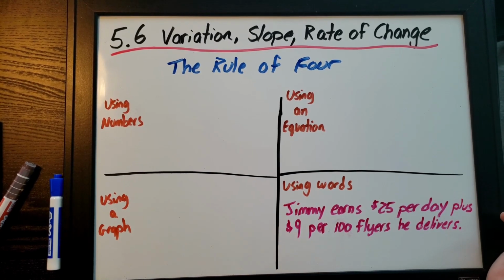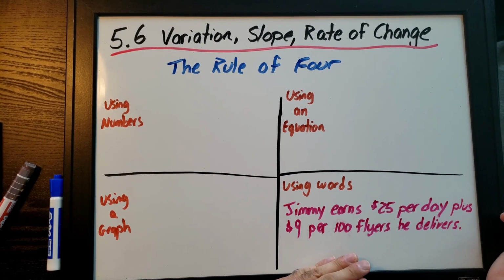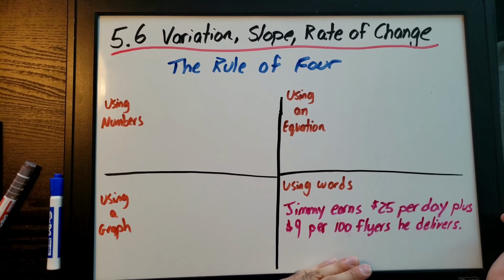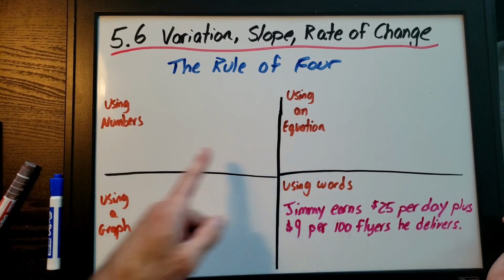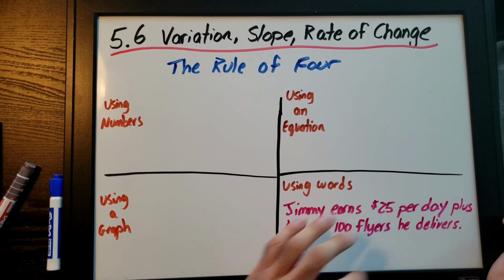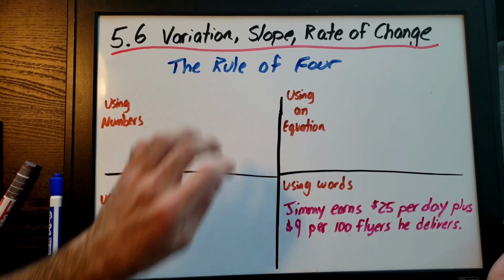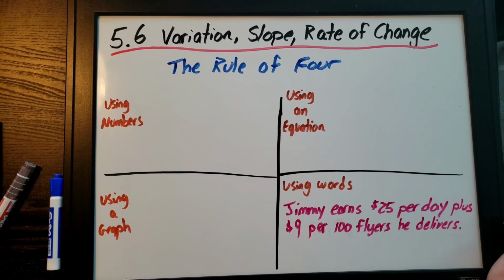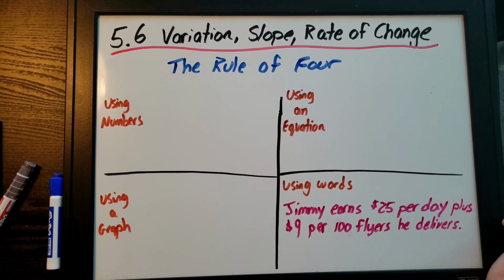A lot of the times the questions are mainly formatted using words, and this is one of the rule of 4. The other three things are using an equation, using numbers, and using a graph. So we can have the word problem, we can have a graph, we can have a table of values, and we can create an equation to model this and find out future trends or whatever the case may be.